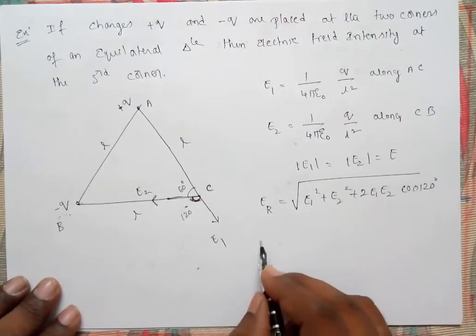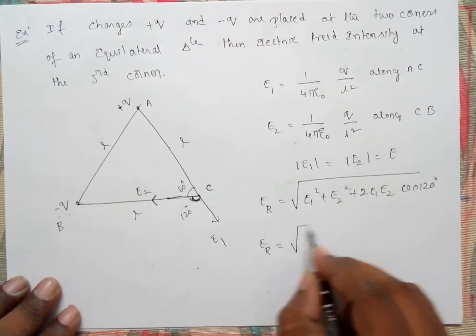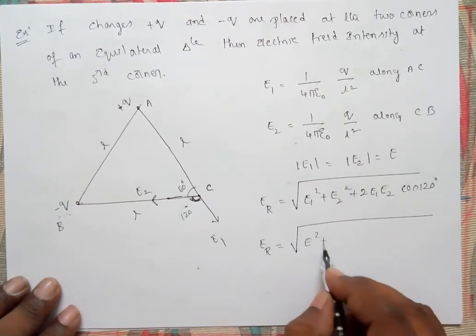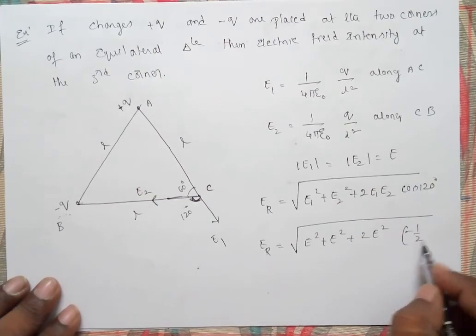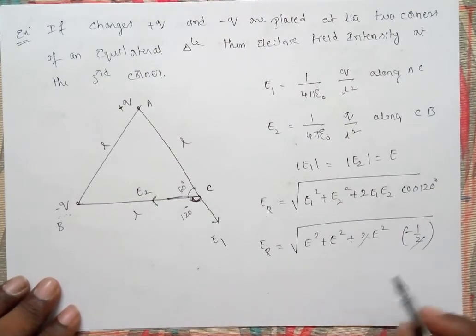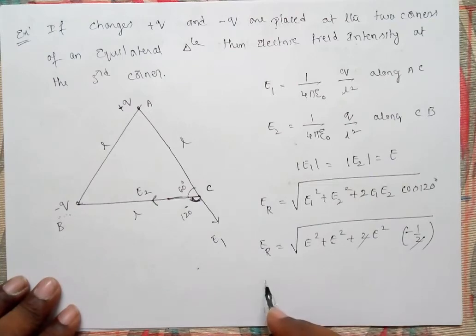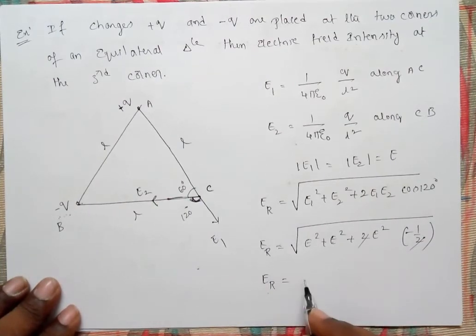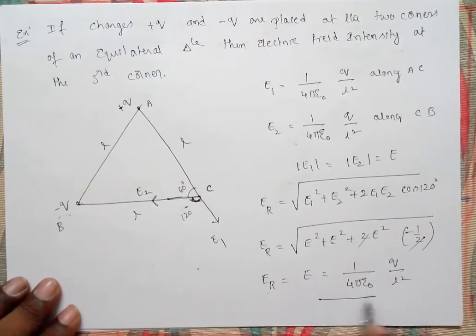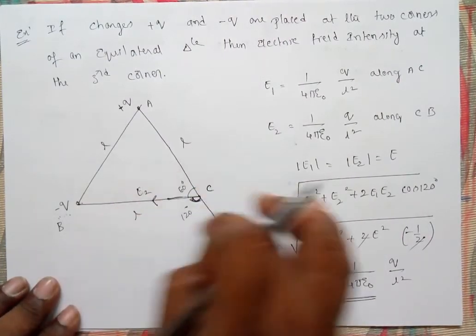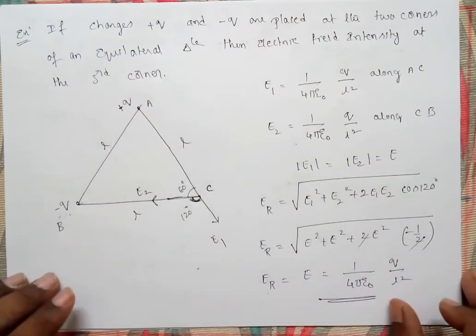These two magnitudes are equal, so we can write root over E square plus E square plus 2 E square cos 120, which is minus 1 by 2. The 2 gets cancelled, plus E square minus E square cancelled, then the resultant electric field intensity is E, that is 1 upon 4 pi epsilon naught Q by L square. So this is the electric field intensity when one charge is positive and another one is negative.